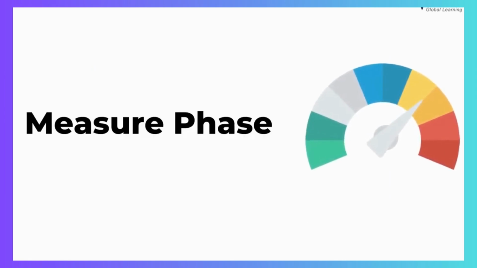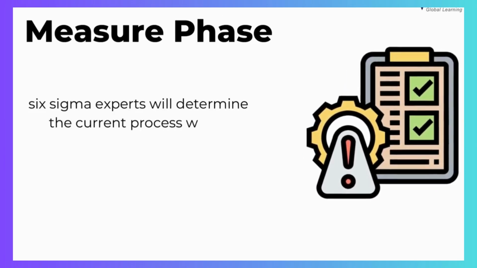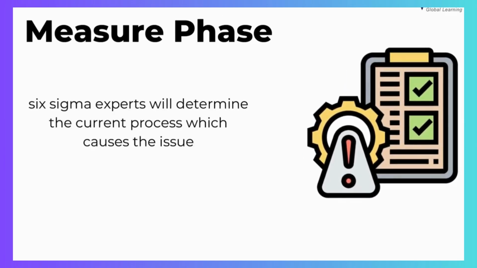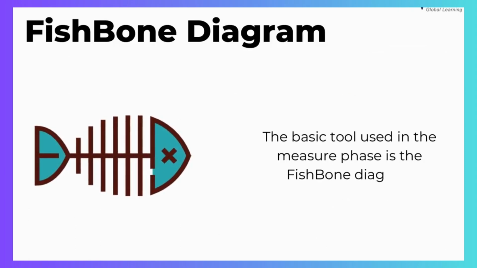Our next phase is measure. In this measure phase, Six Sigma experts will determine the current process, which causes the issue. Here in this phase, there are certain metrics, based on the project. Here the basic tool, used in the measure phase, is the fishbone diagram.